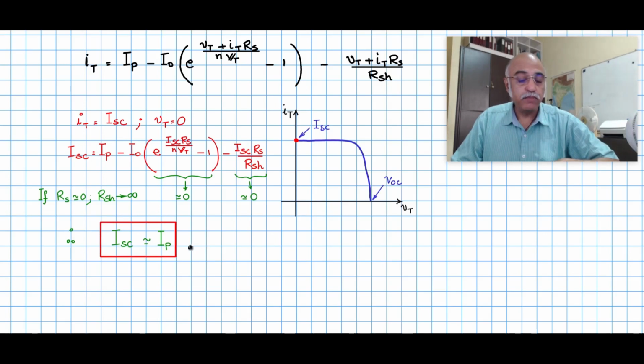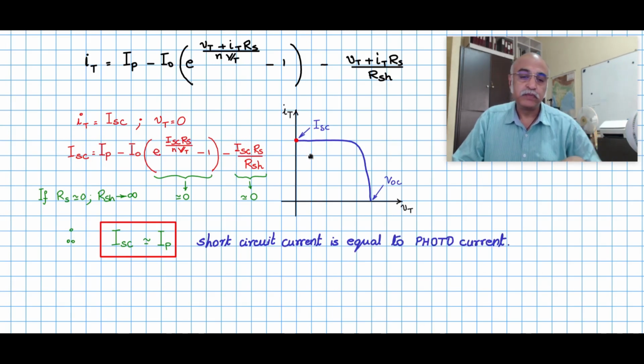So this is a very important takeaway, which means that the short circuit current here is equal to the photocurrent. Which means that this operating point, the short circuit current operating point, will change according to the amount of sunlight that is falling on the PV panel. So that is the important takeaway from this particular discussion that we had now.